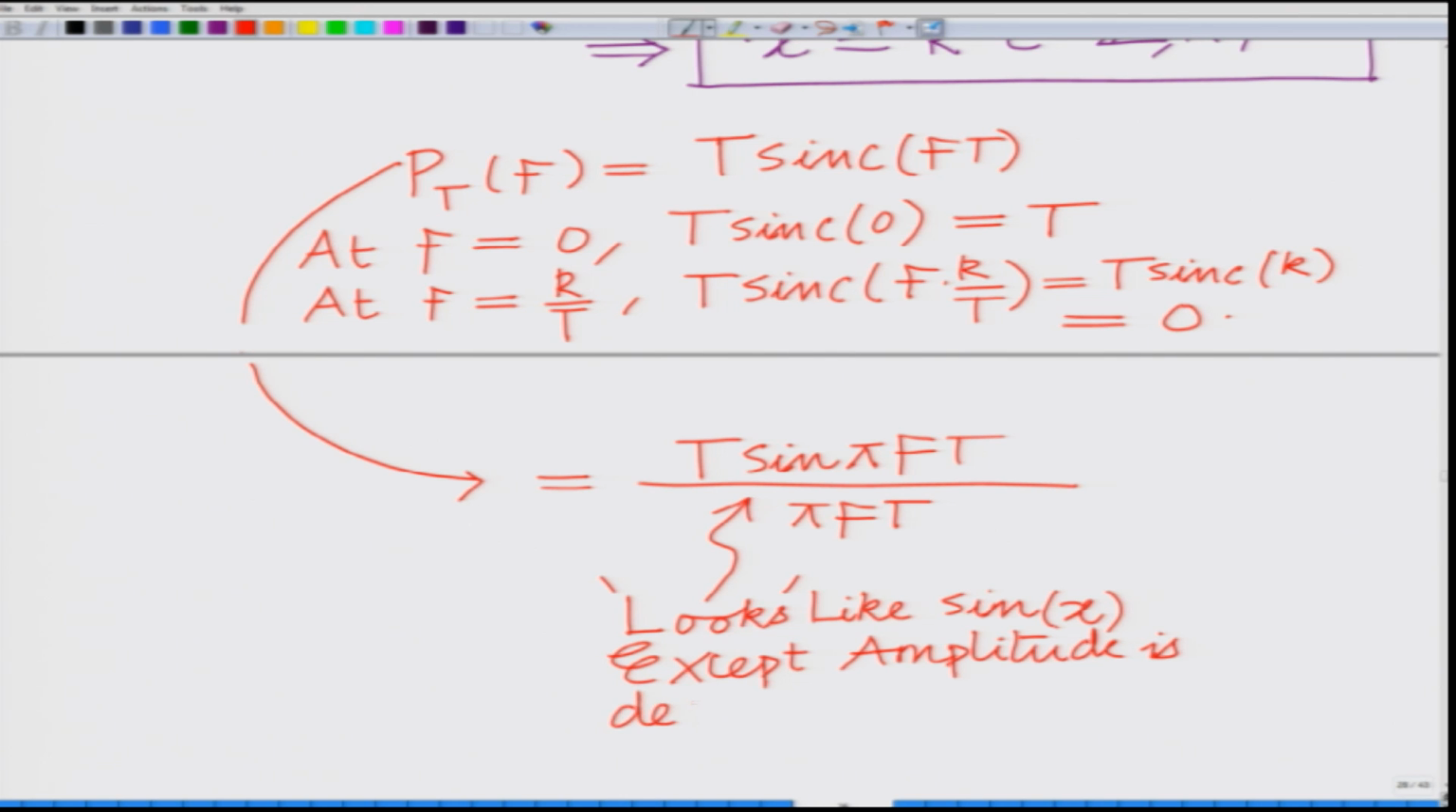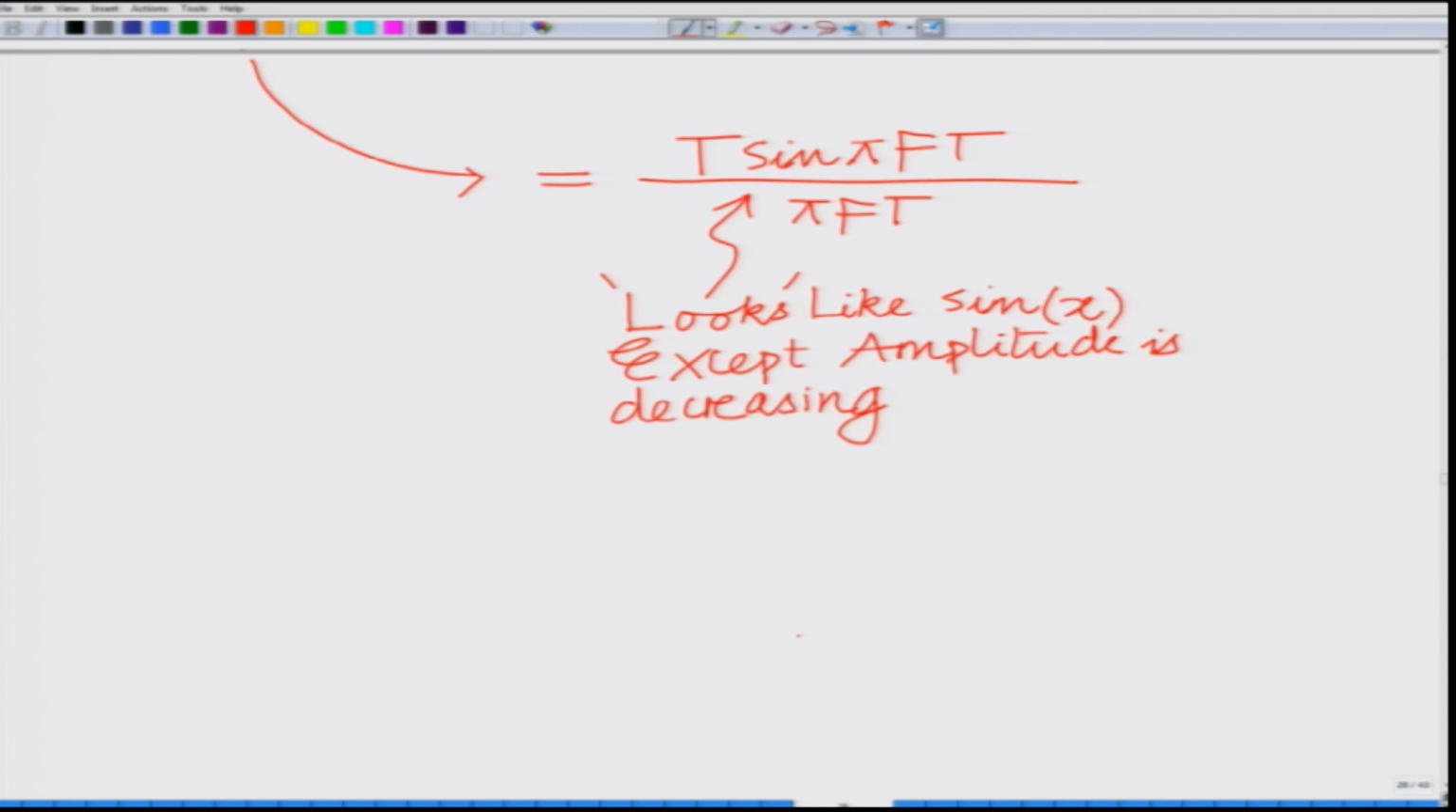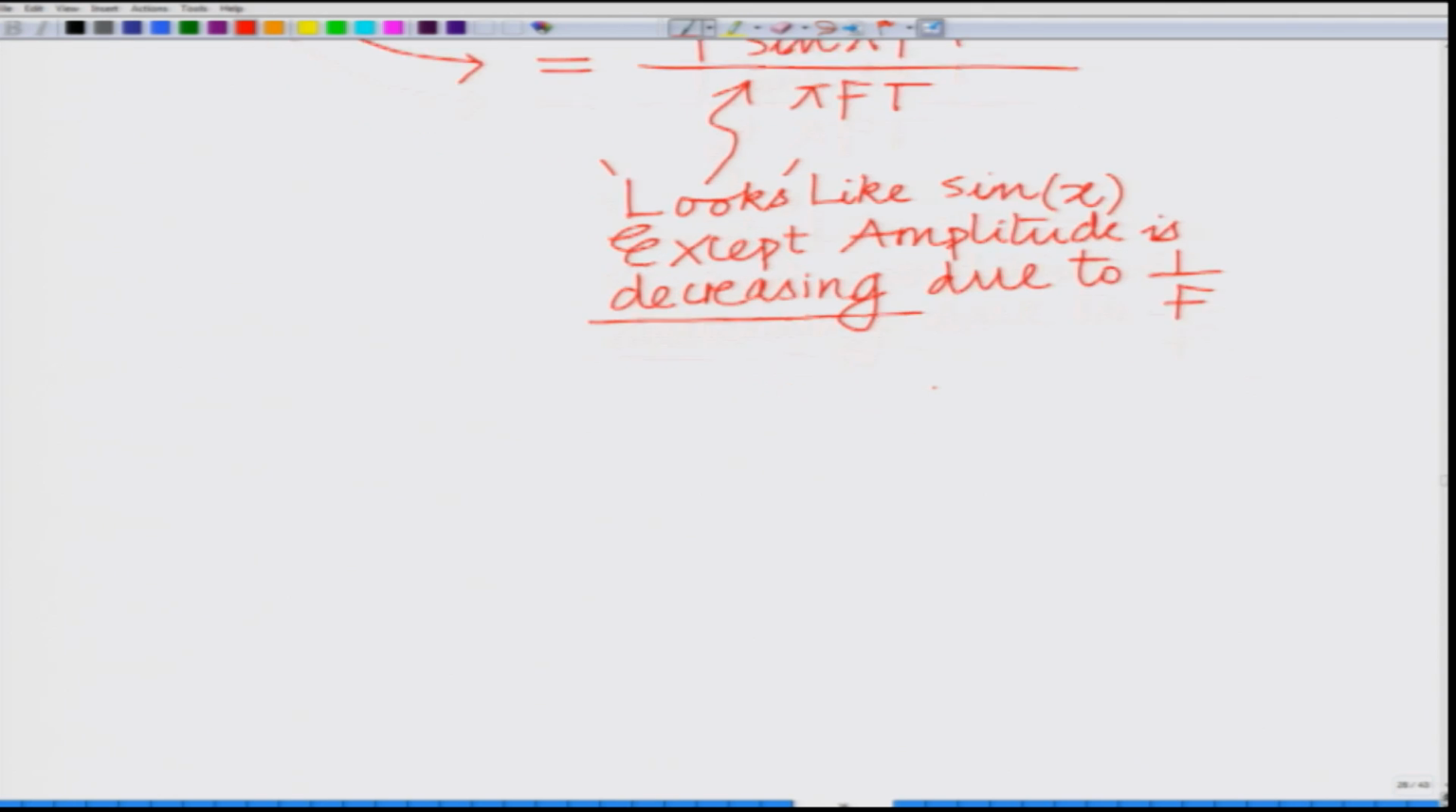The amplitude is constantly decreasing due to this factor 1 over f. So, amplitude is decreasing. So, how does this look? Let us try to plot this sinc function.